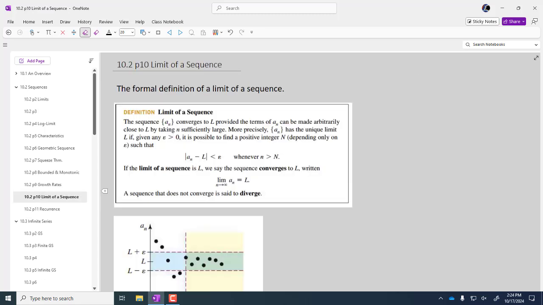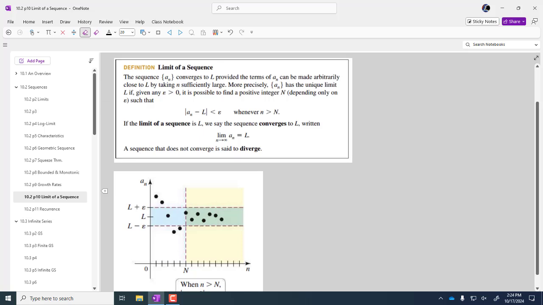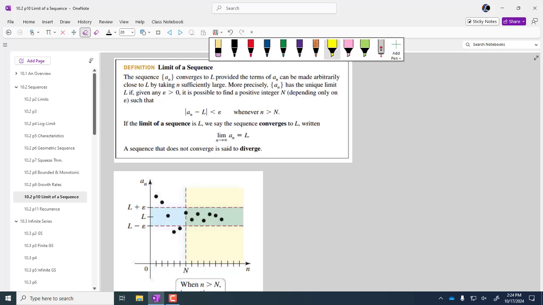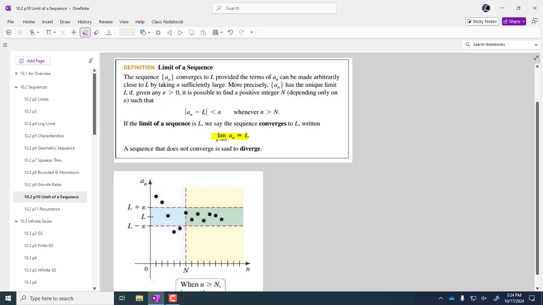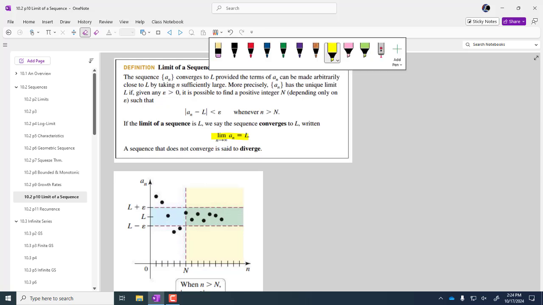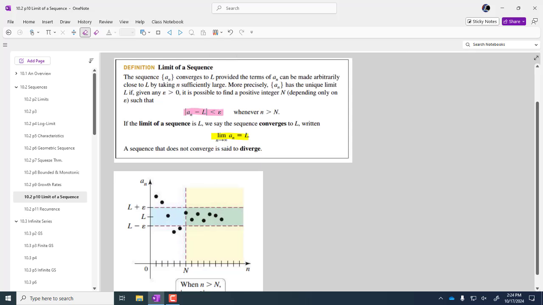Limit of a sequence. So we talked about this informally in 10.1, but here's the formal definition for a sequence to have a limit. And it's the same definition that you used in Calc 1 for functions to have limits. So the sequence a sub n will have a limit of L when this stuff up here happens. And this can be a little bit tricky to understand, but let's go through it.